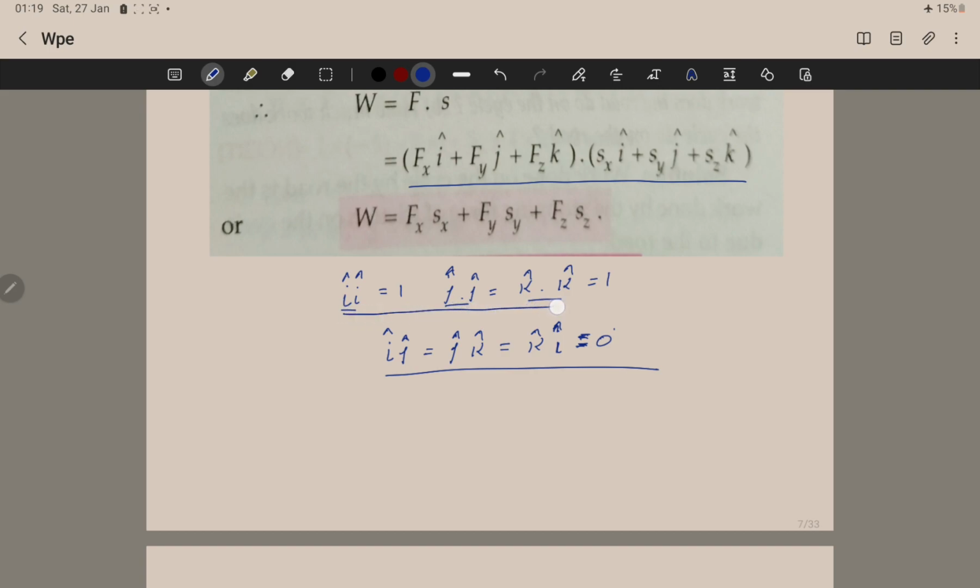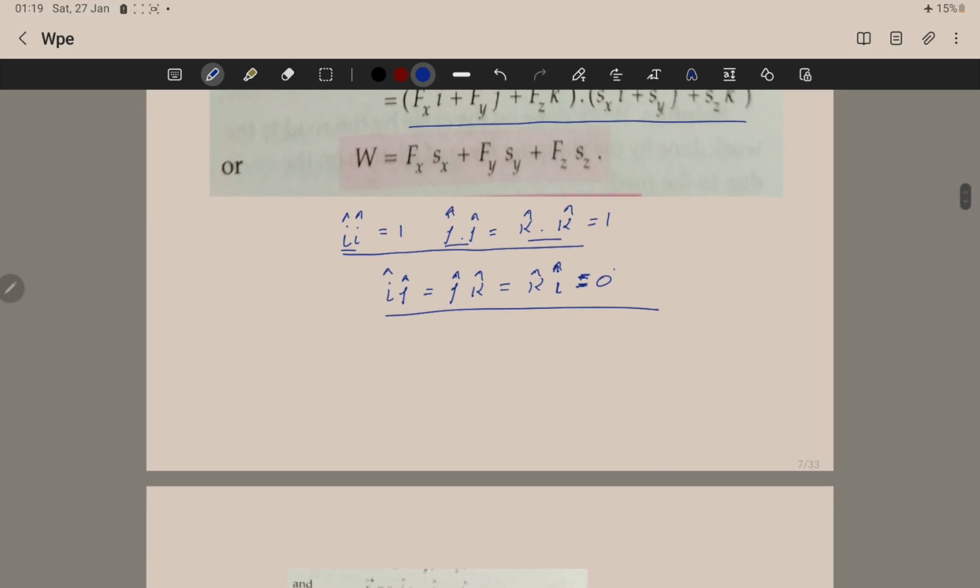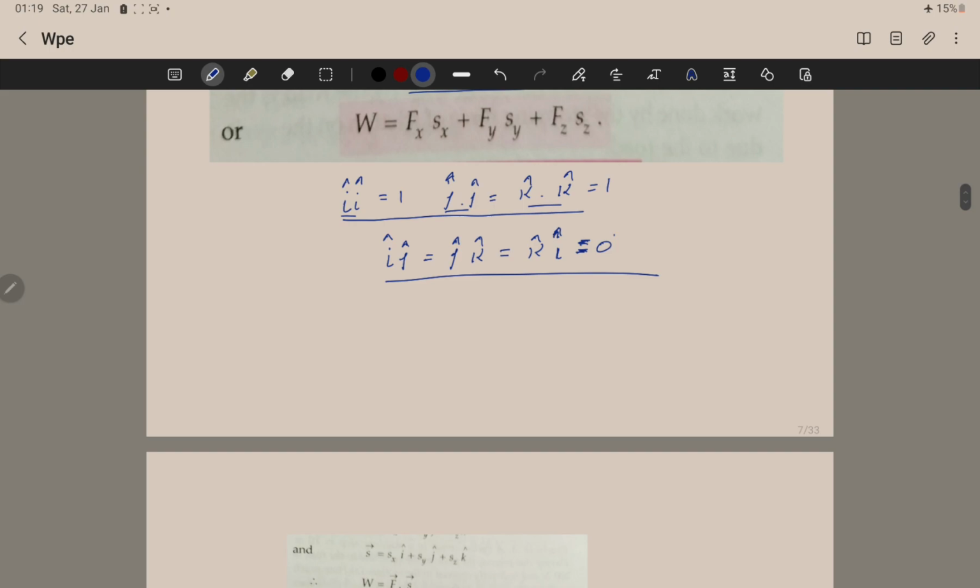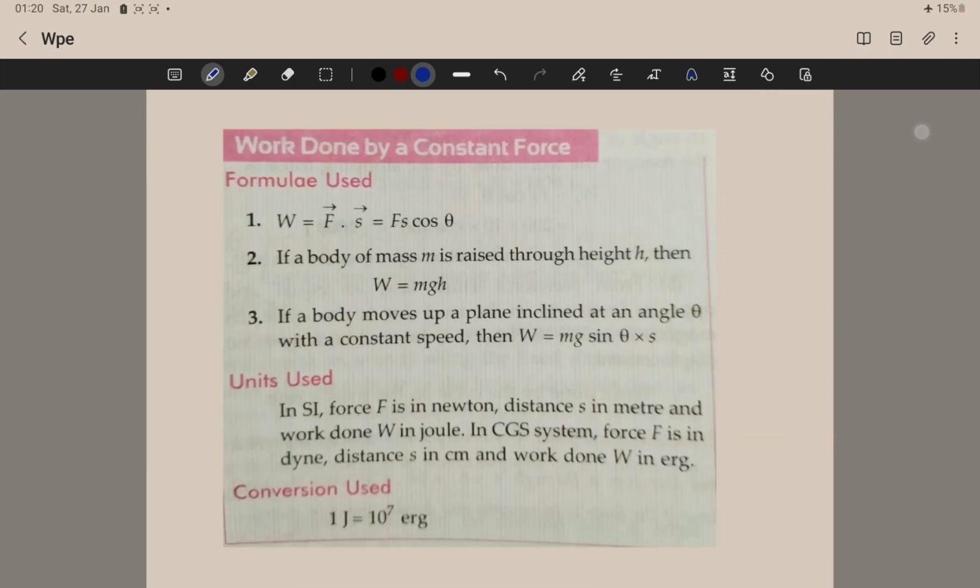And here the dot product will become 1, because we know what the dot product is. Dot product is AB cos theta. Here theta is 0 degrees, and here theta is 90 degrees. Therefore, this dot product is 1 and this dot product is 0.